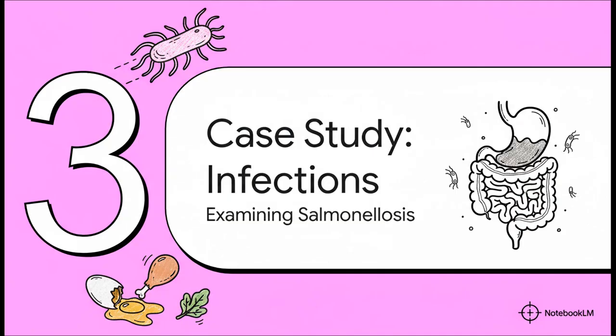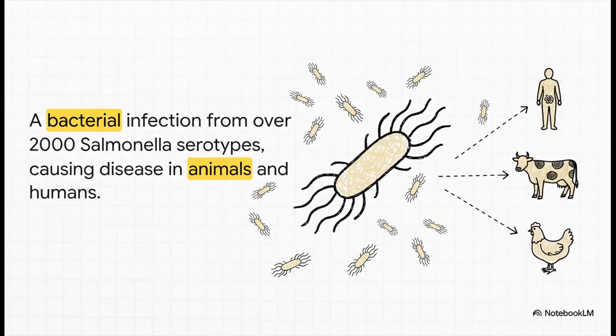Okay, theory is great, but let's make this real. We're going to examine a classic case of a foodborne infection, salmonellosis. Salmonellosis is just a textbook example. It's caused by the Salmonella bacterium, and it's not just one thing. It's a massive family with more than 2,000 different varieties, or serotypes. These bacteria are literally everywhere in our environment, commonly residing in the guts of animals and people.